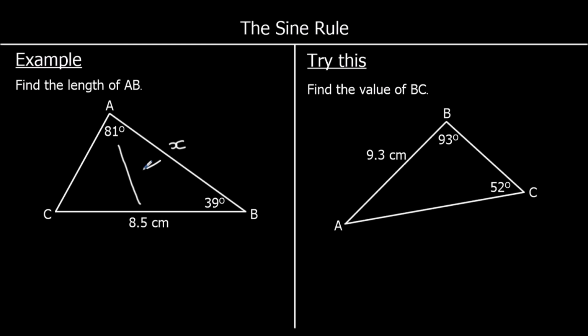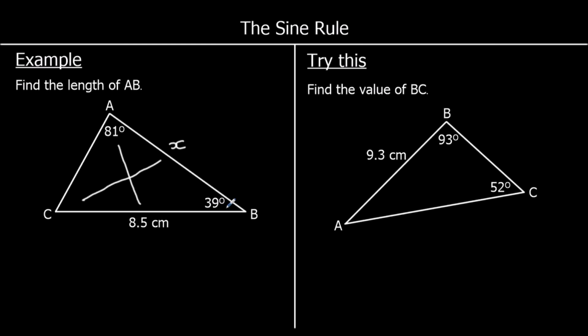But X's opposite angle, I don't know. So can I use the sine rule? If I don't know this angle, I can't, but I can work out that angle. So the angles in a triangle add up to 180 degrees. And we've got 81 and 39 here. So we can find the missing angle.